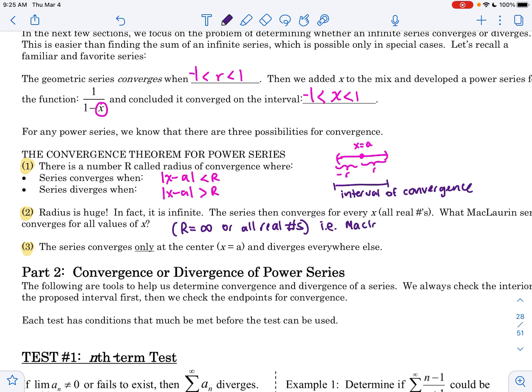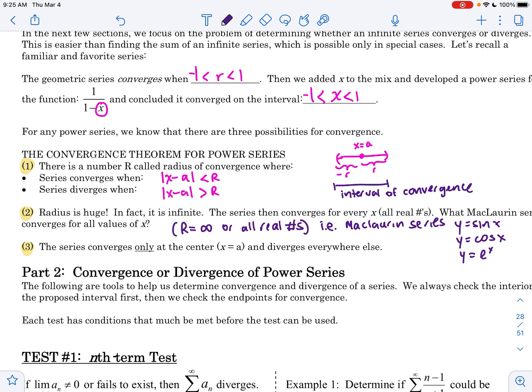So think of the Maclaurin series for sine of x, for cosine of x, and for e to the x. And we will be able to show that this is true for those 3 functions in the coming examples.